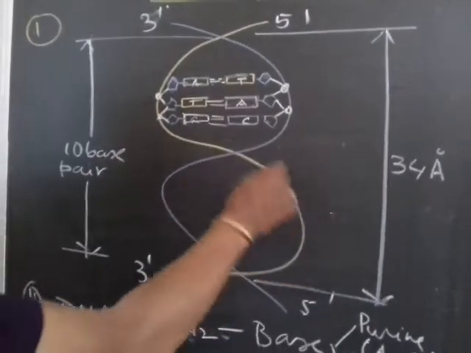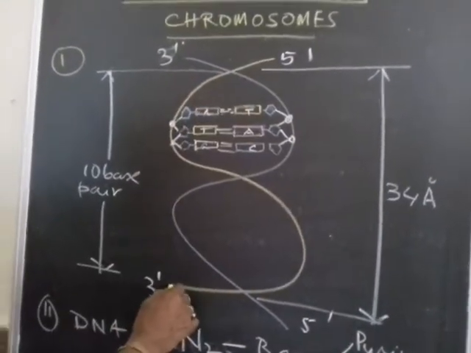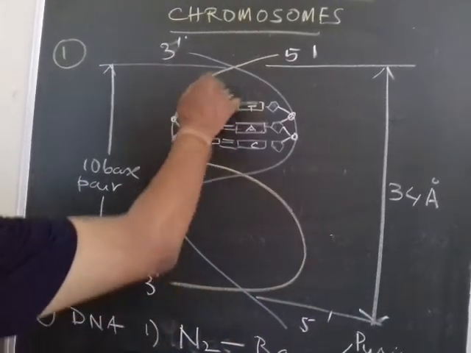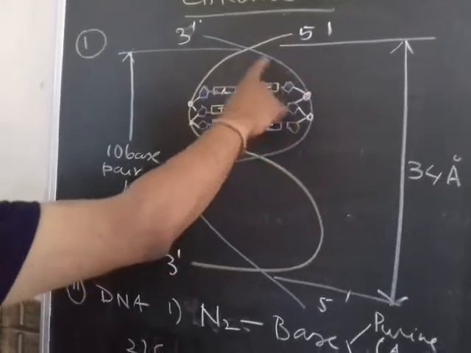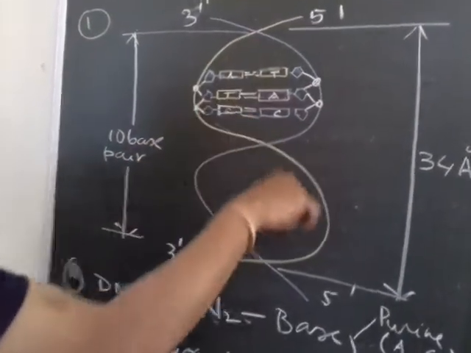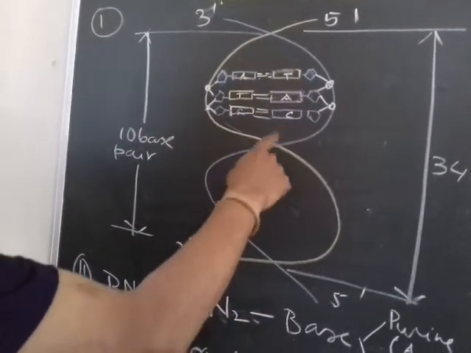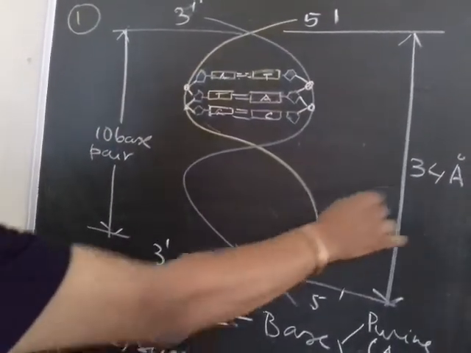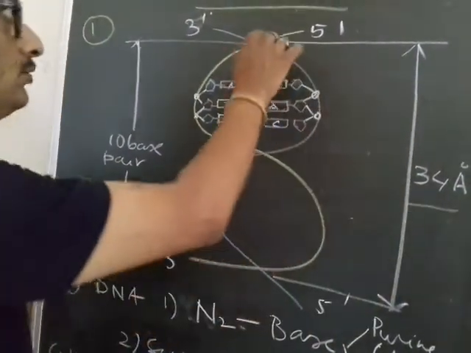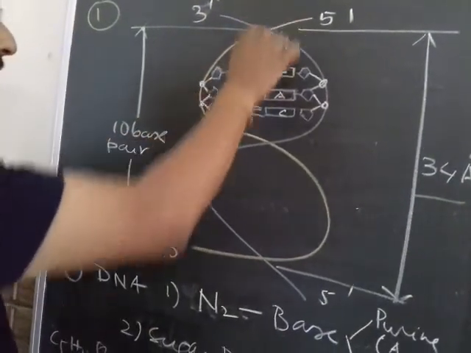So you can see both are anti-parallel. That means the orientation of one strand and the other strand is just opposite. That shows the two strands of the polynucleotide are anti-parallel. So from one point to another point, this is approximately where they are wound around.